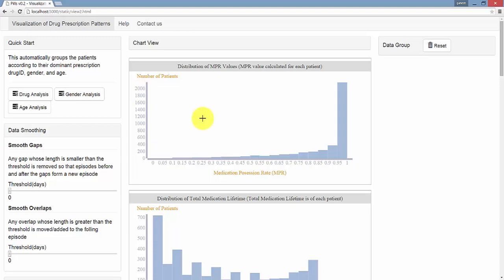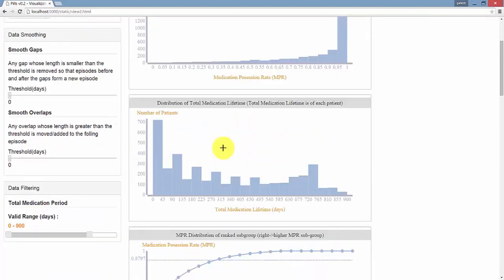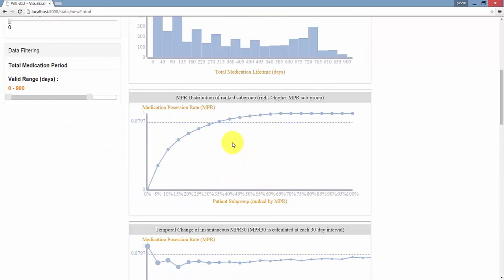The first graph shows medication possession rate, that is MPR, versus number of patients. MPR is the ratio of the number of days the drug is available to the patient to the total medication period. The second graph shows the number of patients versus total medication lifetime. And this graph shows the medication possession rate versus subgroup of patients. It's a normalized rank of their MPR values.